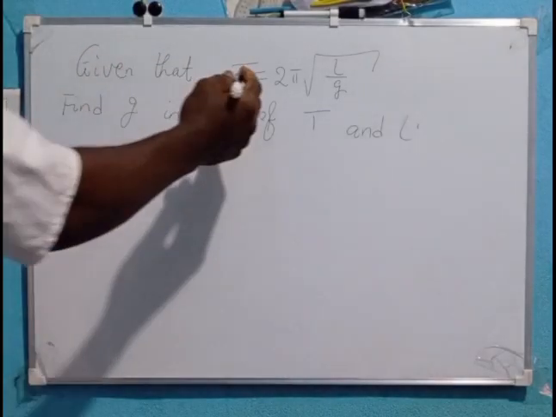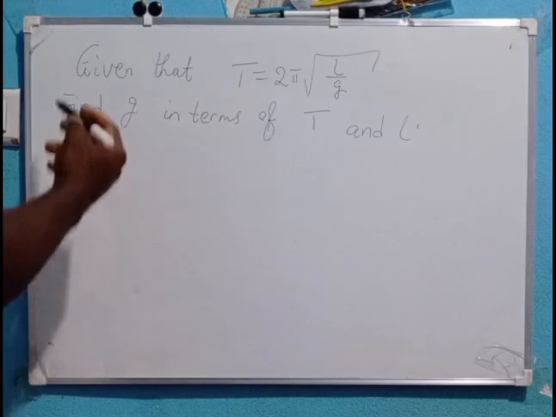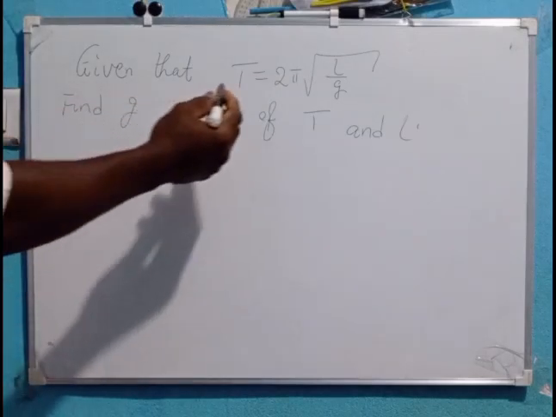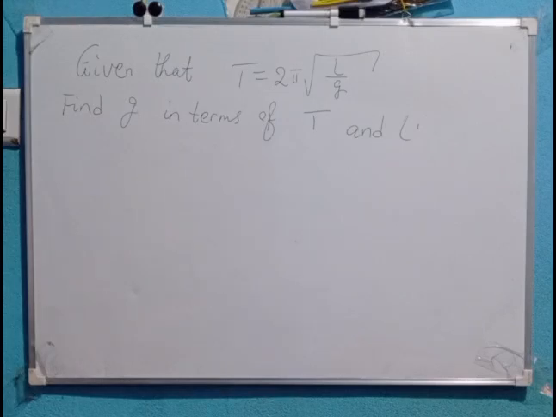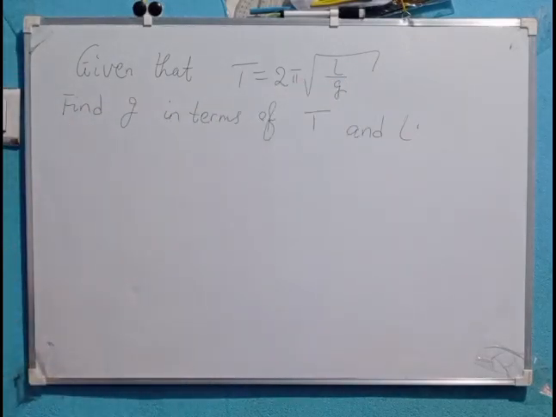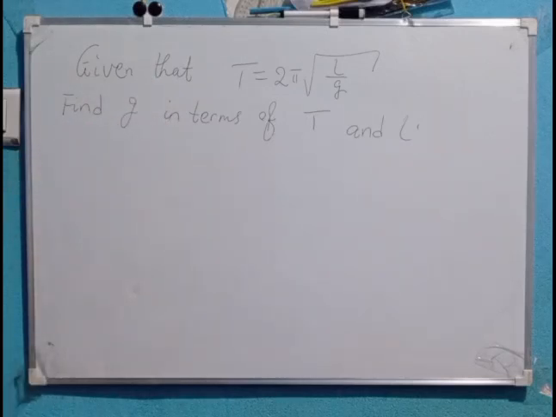Given that T is equal to 2 pi times the square root of L over G, find G in terms of T and L. This formula is used to calculate the period of a pendulum. T stands for the period, that means the number of cycles which are made in 1 second. 2 pi is a constant. L stands for the length of the string, while G stands for the acceleration due to gravity.